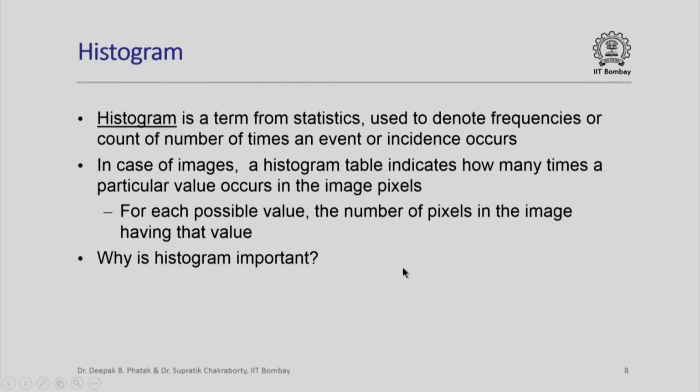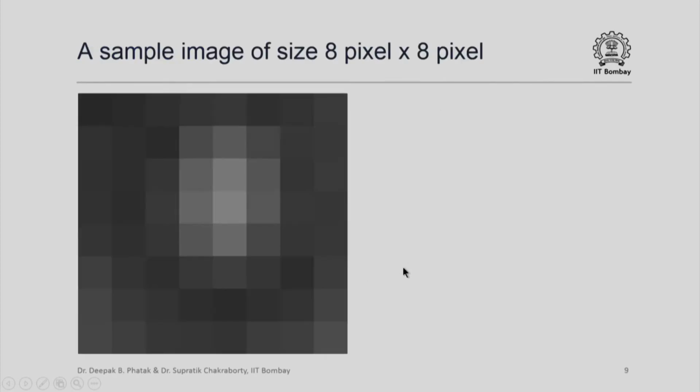Why is histogram important? Let us look at an example. Here is a sample image of size 8 pixels by 8 pixels. It is obviously an artificial image. A pixel is shown as a very big thing, a square thing. Notice the different shades of grey. This one is the brightest, but this is not pure white. This one is the darkest, but this is not pure black. So, this is an image which has a very low contrast.